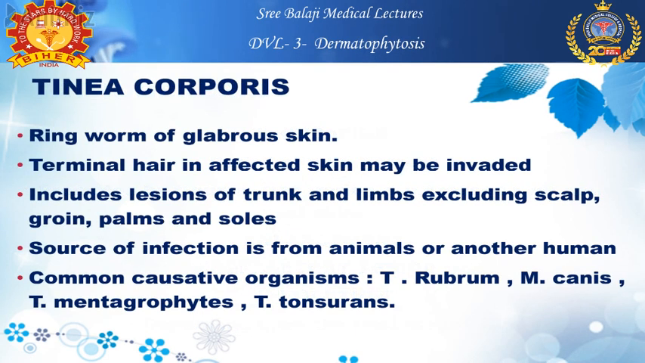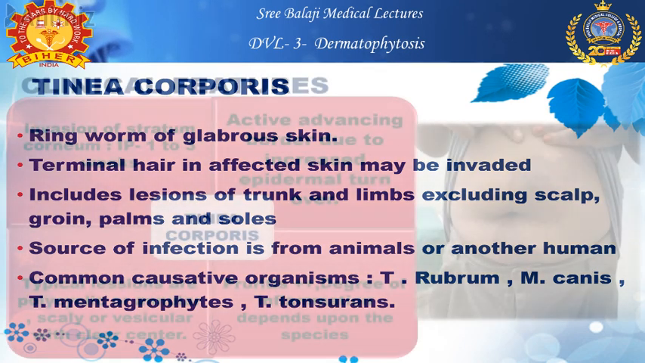So the first type we are going to learn about is tinea corporis. As I mentioned already, tinea corporis is a ringworm fungal infection of the glabrous skin. Here the terminal hairs in the affected skin may be affected, and it includes the lesions present on the trunk and limbs, except the scalp, groin, palms, and soles. The most common dermatophytes which cause tinea corporis are Trichophyton rubrum, Microsporum canis, or Trichophyton mentagrophytes.